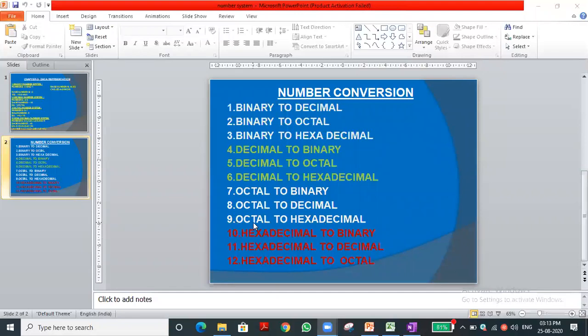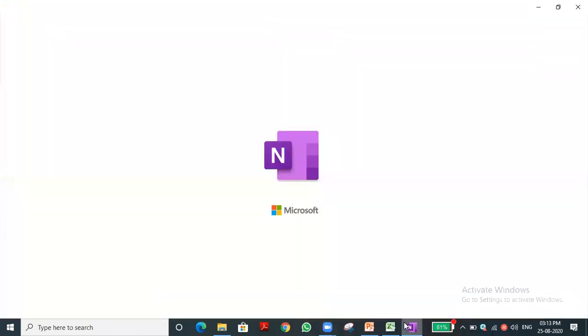You can see the ninth topic, octal to hexadecimal. We discussed the integer part alone in the last class. Today we will deal with the case where the number has a fractional value, and how to do the conversion from octal to hexadecimal. Okay, let you see this. We will open it.